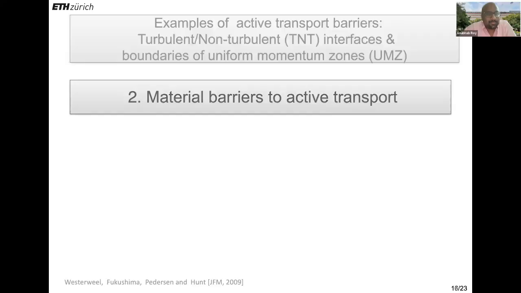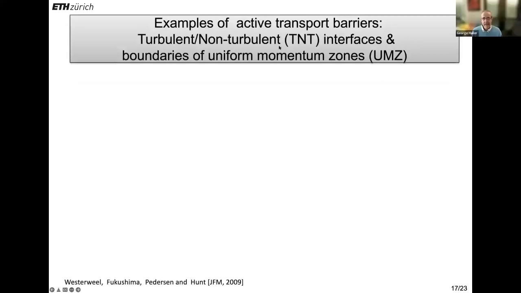So if I may, then I move on to active transport. Okay, this was still passive, but diffusive. So what are examples of what we would like to think of as active transport barriers? And I'd like to flash two buzzwords that you would find as related in the literature. One of them is turbulent/non-turbulent interfaces, or TNT interfaces, which are basically perceived to be surfaces dividing a turbulent region from a non-turbulent region. You'll see an example in a second.